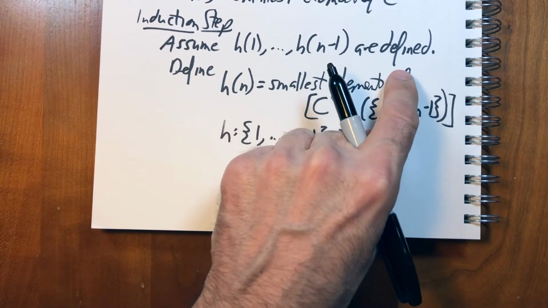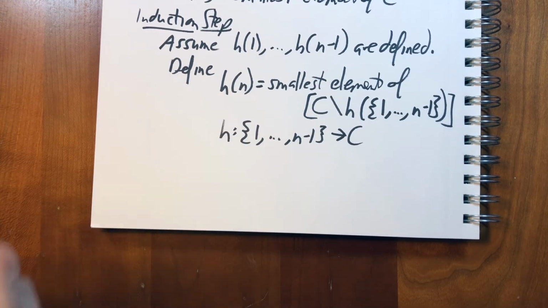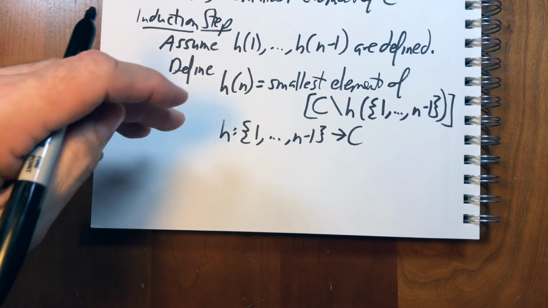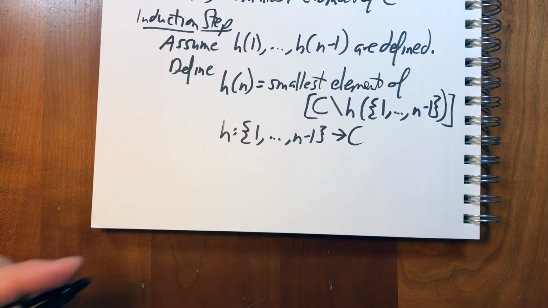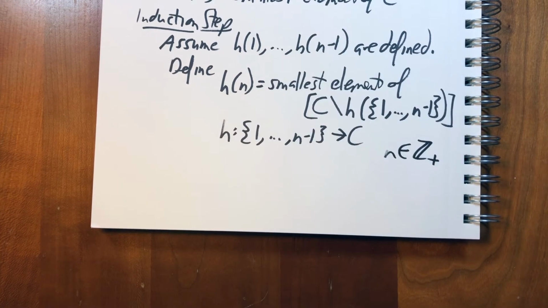Okay, so by induction then, we assumed everything up to Hn minus 1, and then we defined Hn. So by induction, H then is well defined for all n in the positive integers.